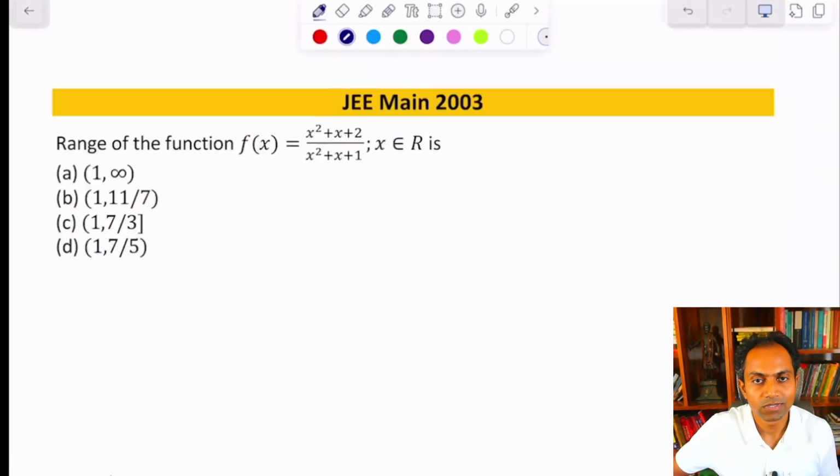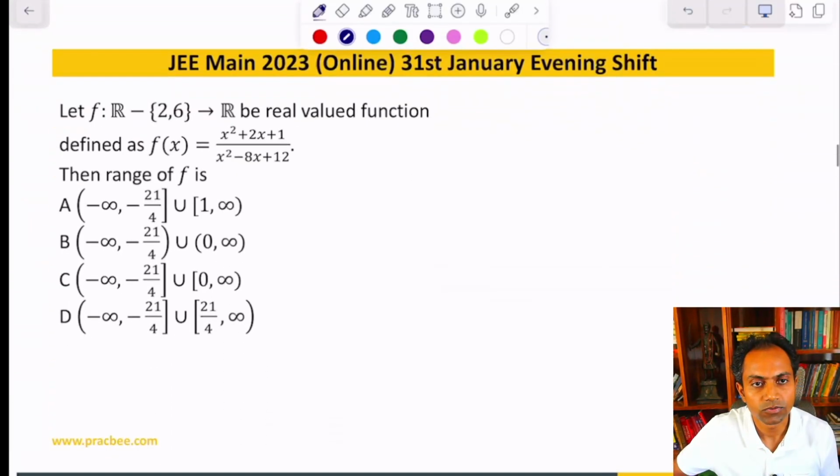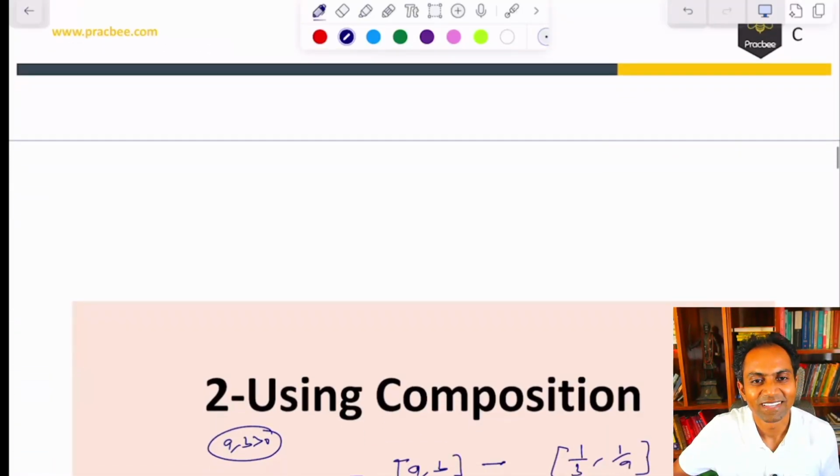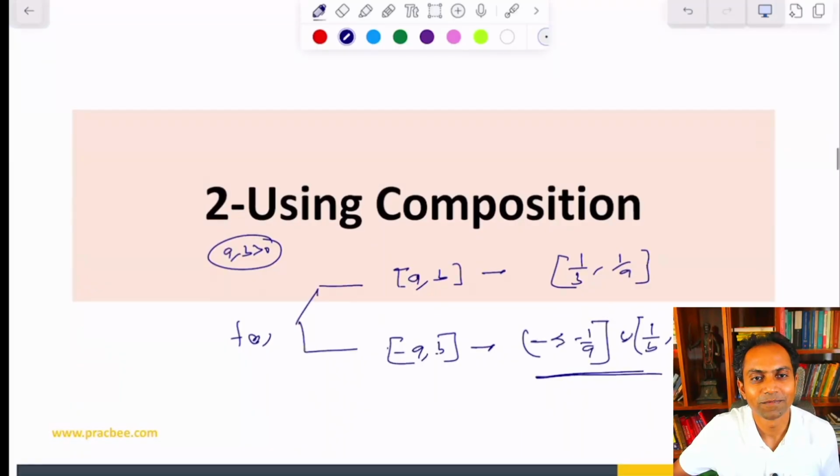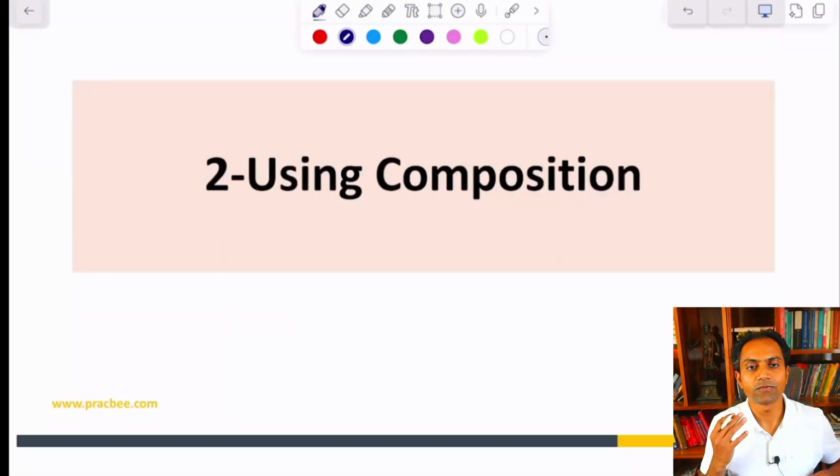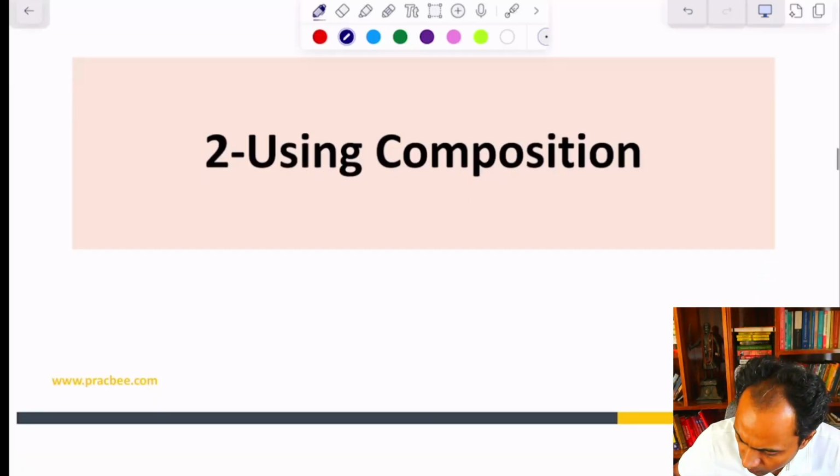Now this 2003 question and the 2023 question are exactly the same kind of questions, repeated in a span of some 20 years. Now the second kind of technique on which questions are asked is using composition. So how can we use the idea of composition to solve questions?